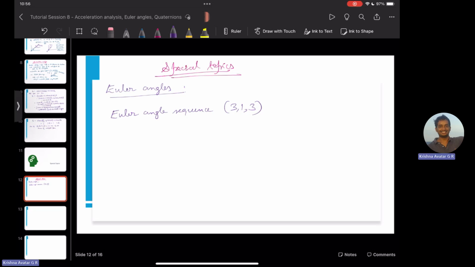So today what we would do is talk a little bit about the Euler angle rates. Given some Euler angles, what are the Euler angle rates matrices?